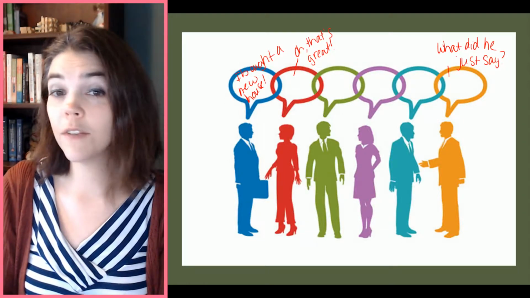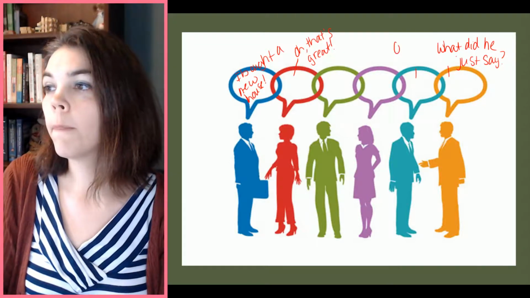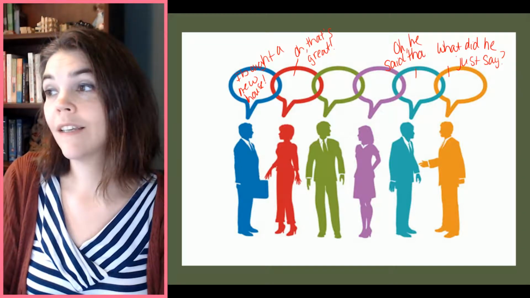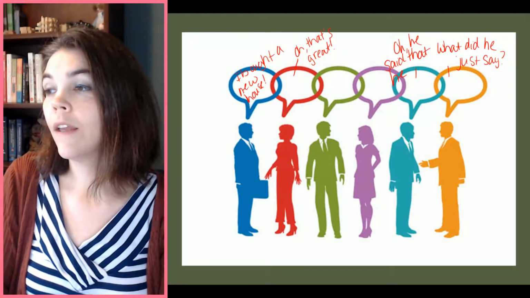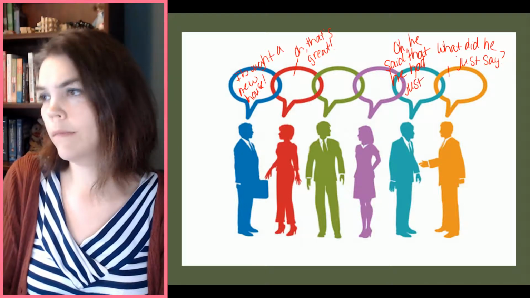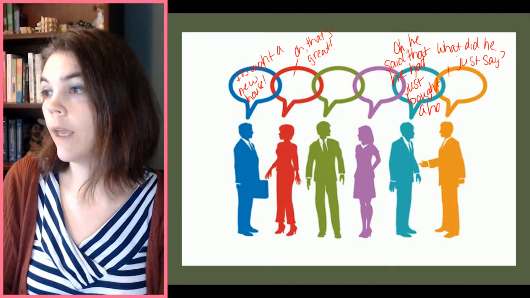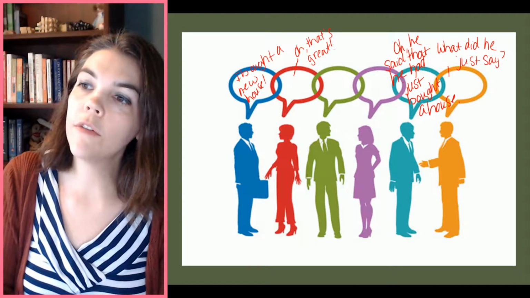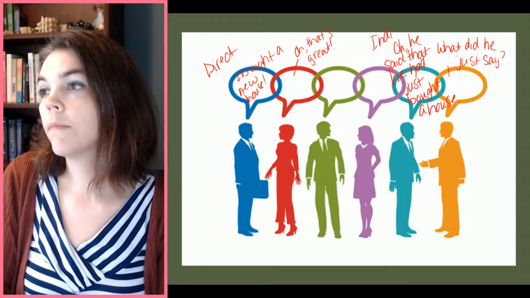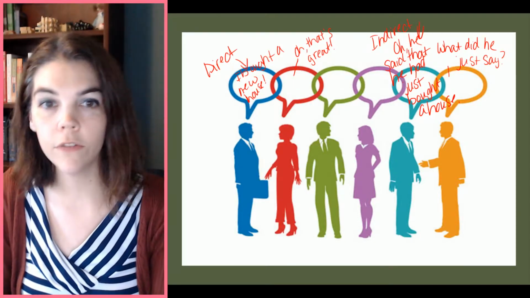All right. So if he says, what did he just say? He might say, oh, he said that he had just bought a house. Okay? So this is the direct speech. This is the indirect. What this guy says here is indirect. What this guy says here is direct. Okay?